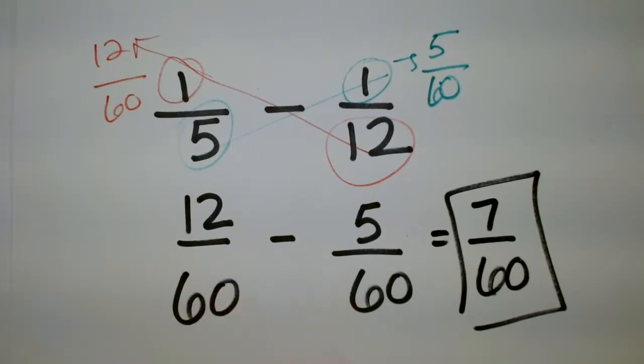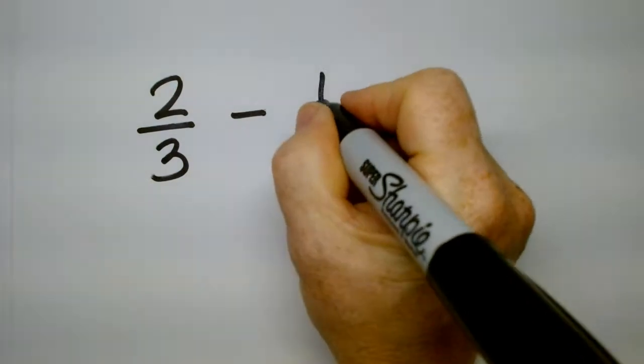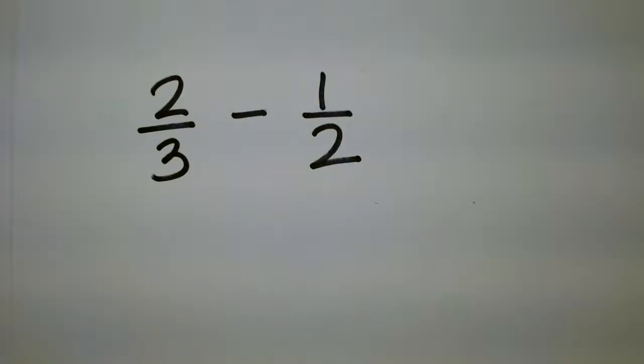All right, so you can do either way. They're exactly the same method. Exactly the same. So let's make sure this makes sense. You're going to do this one, and then we're going to talk about it. Can you do this one for me? 2/3 minus 1/2. All right, I'll give you about 15, 20 seconds. Go ahead and get a good start on it.